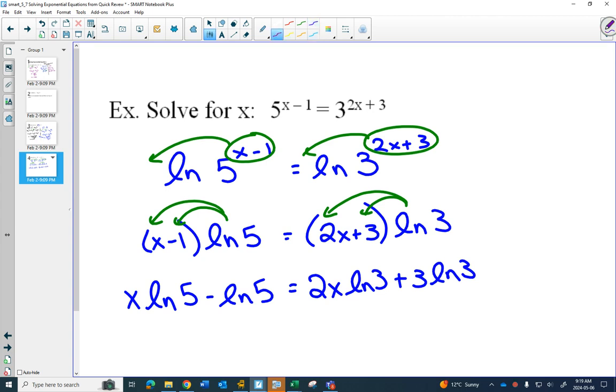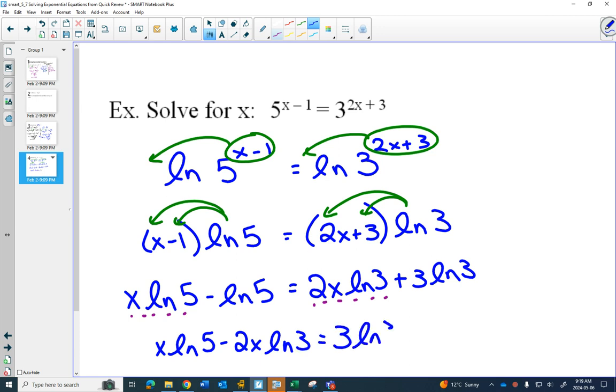And if I want to solve for x, I'm going to want to put my like terms together. Here are my terms with x's. I'm going to put those on the same side. So I'm going to have x natural log of 5 minus 2x natural log of 3. And I'm going to move all my just plain numbers, so I'm going to add the natural log of 5 to both sides.